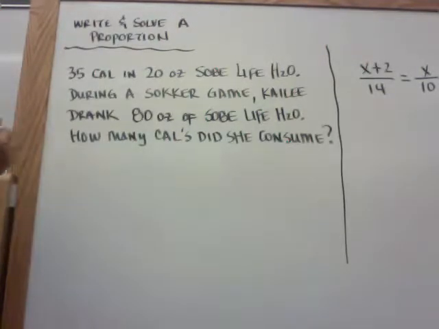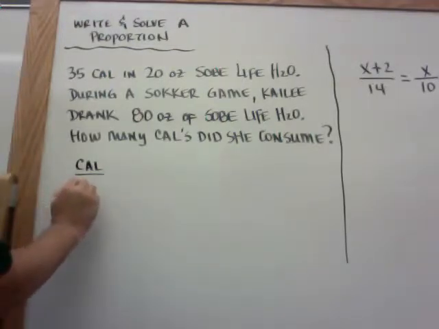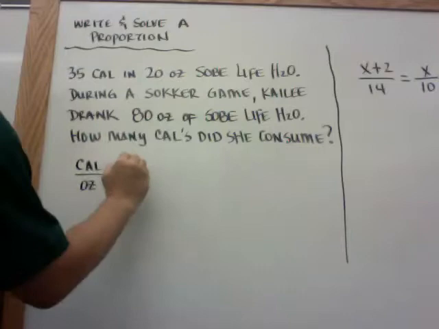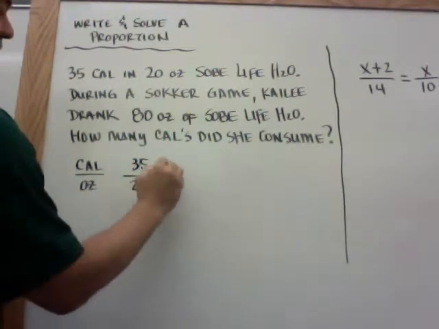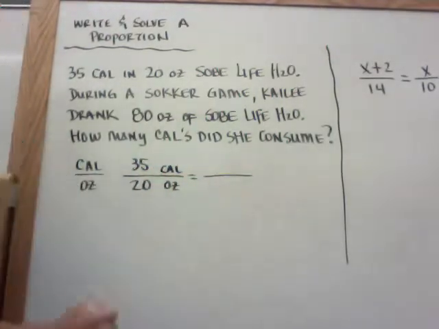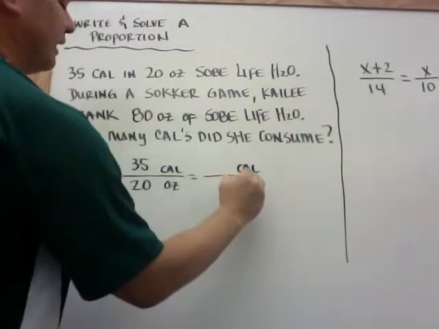Okay, so the way you want to do it is, when you line it up, you want to actually use your units, like how we did in the other one, so calories and ounces. So if there's 35 calories in 20 ounces, or calories per ounce. And then when I make my proportion, I want to line them up again. I want to put the calories here and the ounces here.